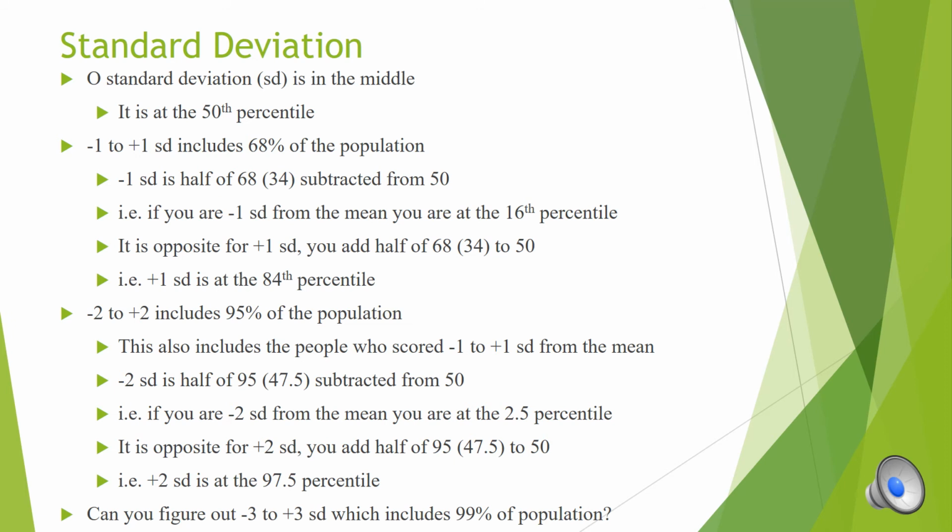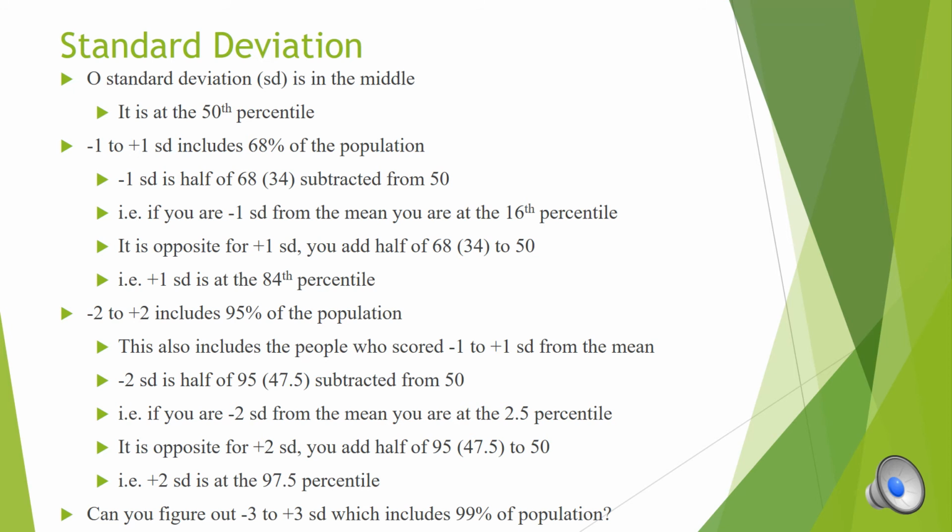But we also talk about the plus or minus standard deviation. So at the 68, remember, half of it is 34, one way or the other. So if you have a score of -1 standard deviation, you're going to take half of that 68, that equals 34, and you're going to subtract it from the 50, 50 being in the middle. That means you're at the 16th percentile.